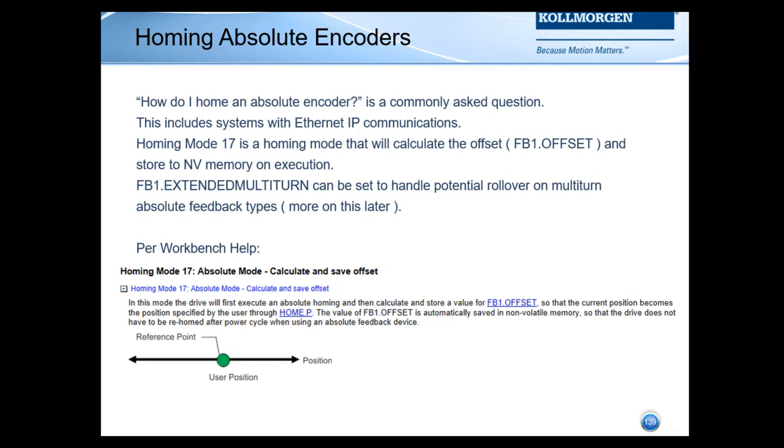From the Workbench help screenshot below, the definition of homing mode 17 is given. In this mode, the drive will first execute an absolute homing and then calculate and store a value for the FB1.offset, so the current position becomes the position specified by the user through the parameter home.p, which you will see is also on the home screen in Workbench. The value of FB1.offset is automatically saved in non-volatile memory, so the drive does not have to be rehomed after power cycle when using an absolute feedback device. You'll notice that this is a non-moving type of home routine.